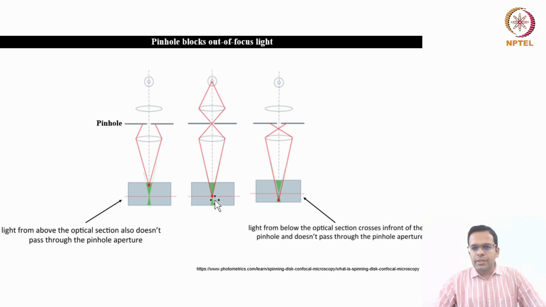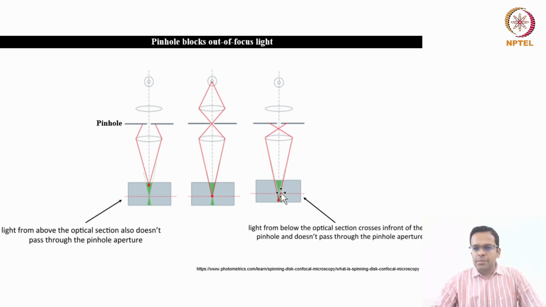So see, if your object is present exactly at the focal plane, then the rays of light will emit like this, and you can see there is a slit here which is known as the pinhole. Okay, so the pinhole allows this light to pass through. But what happens if the object is slightly above or below the focal plane? So let's say this is the object which is slightly above the focal plane. Okay, so the emitted light will be blocked here. It cannot pass through the pinhole and it cannot reach the detector.